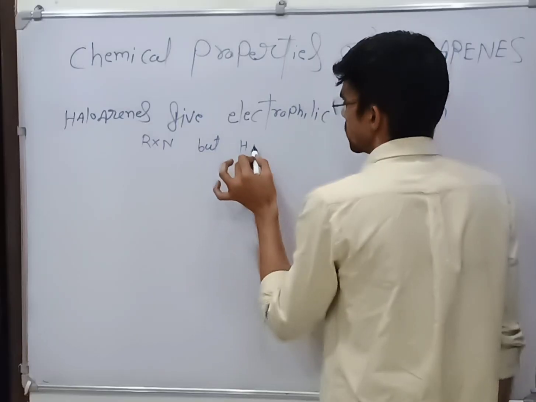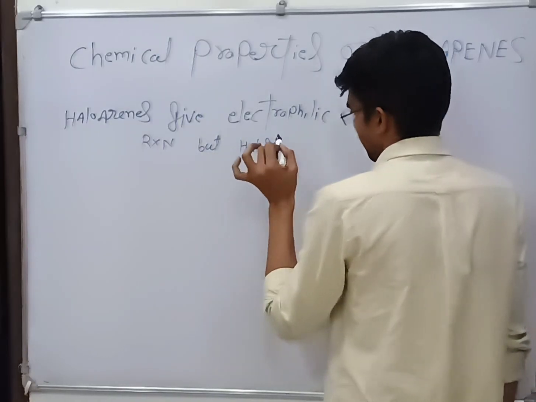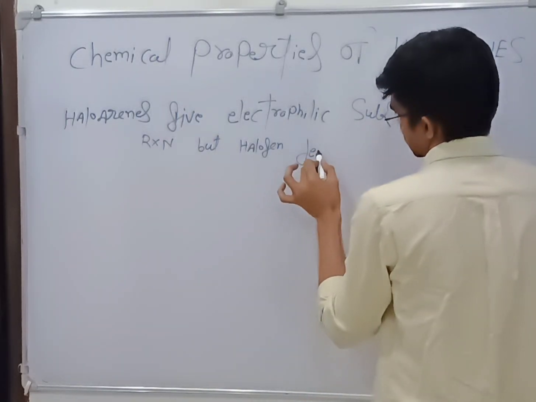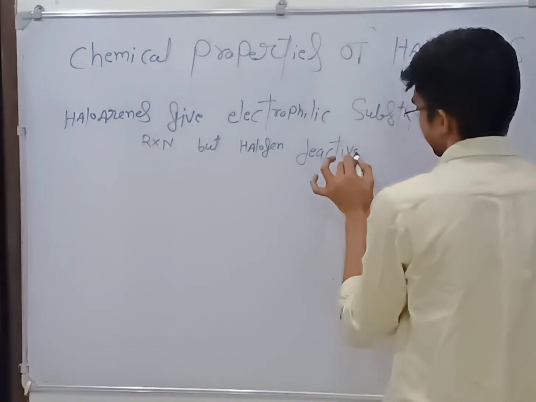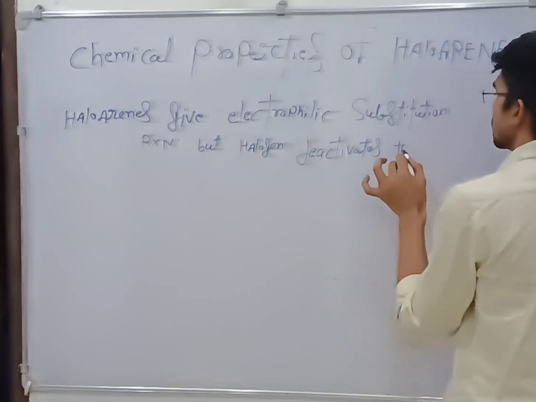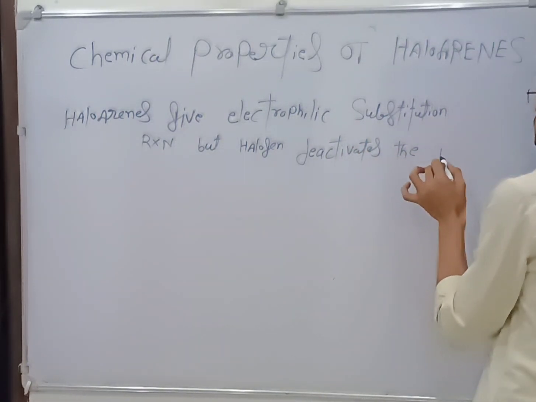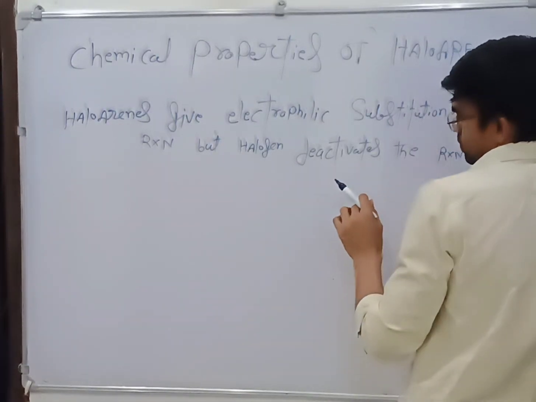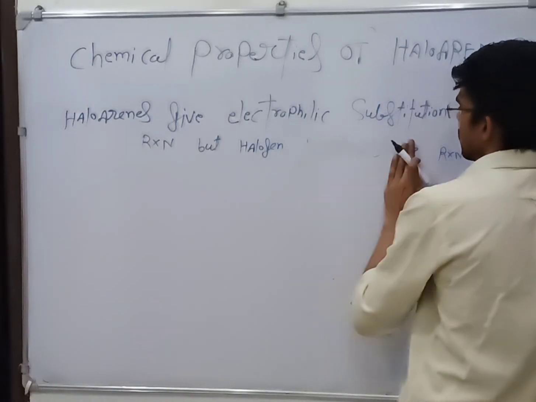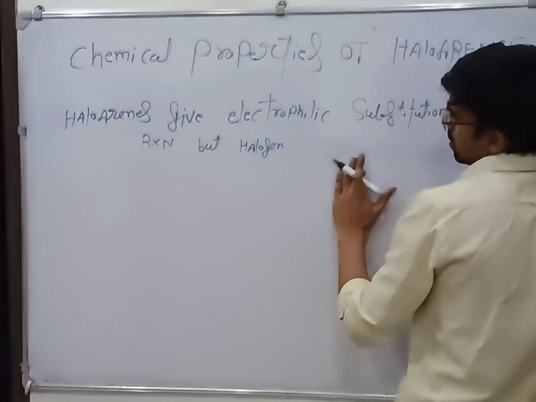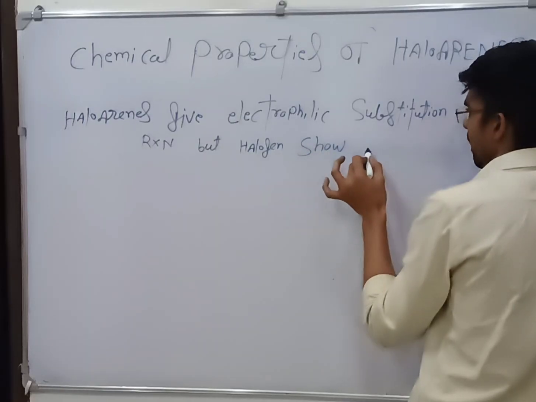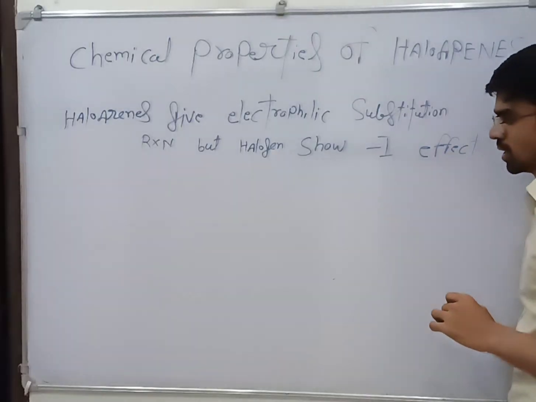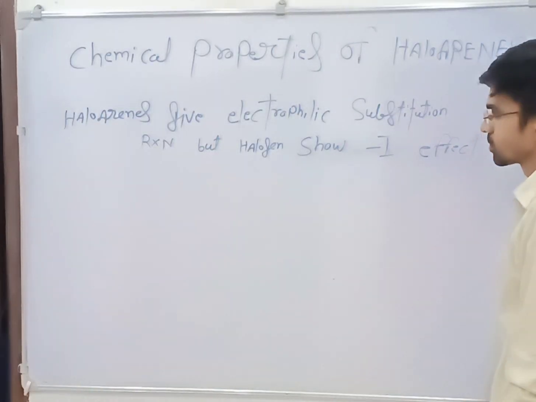But halogen deactivates the reaction or shows deactivating nature due to the minus I effect. Halogen shows the minus I effect. That is why it deactivates the ring.